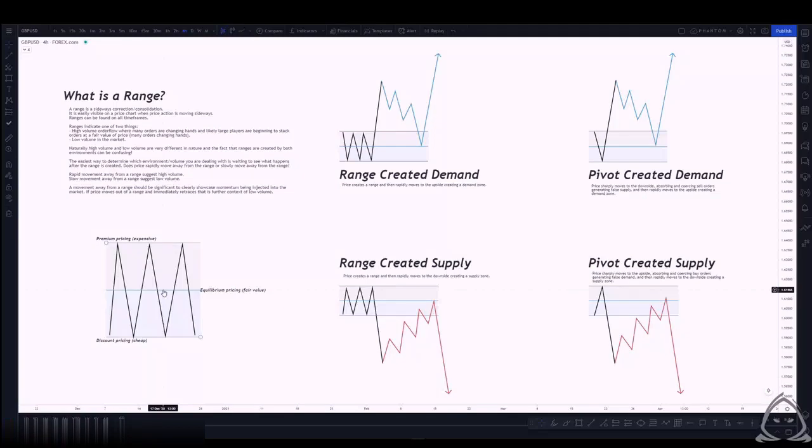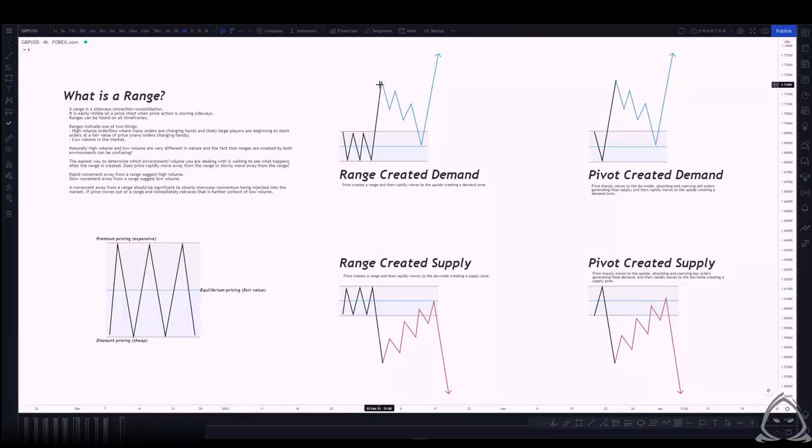And basically what's happening between this range is a lot of orders are changing hands because there's a fair value at that point. Now, what we see when we are looking for a demand or supply zone that is created from a range, we're looking for that rapid expansion away out of that range, whether it's to the upside or the downside. So if we're looking at range created demand, what we see is a sideways range, and then we see a rapid expansion to the upside, and then a move back in to that overall demand zone.